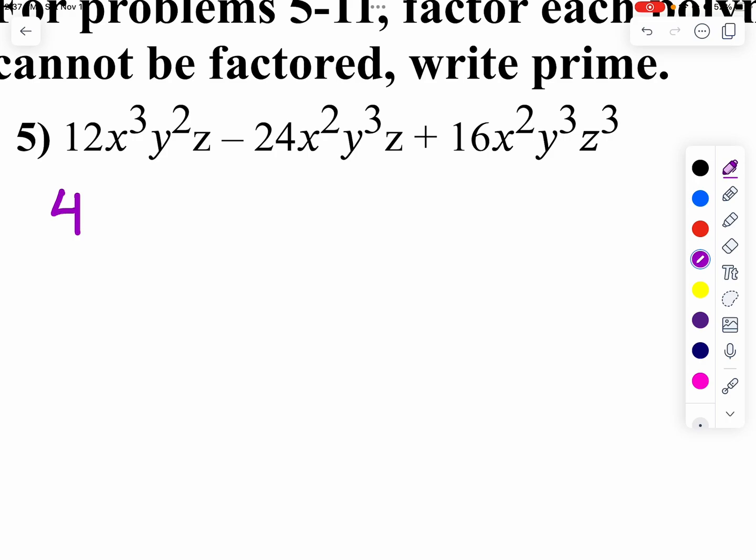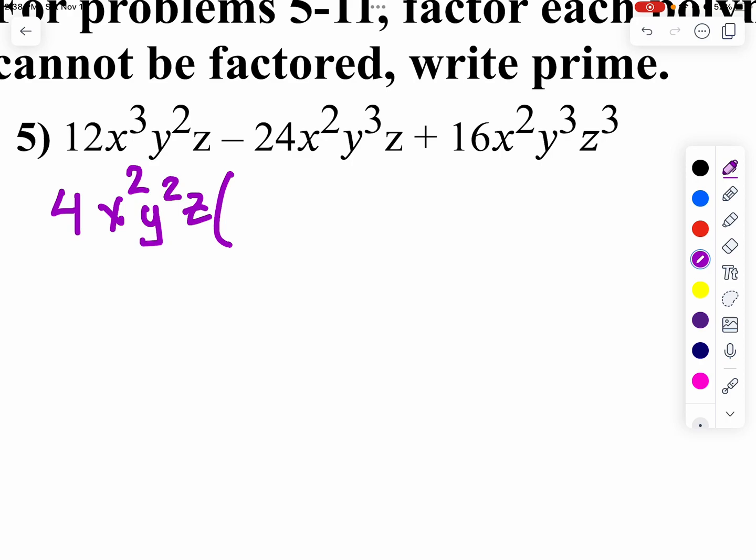Then notice all three terms have an x. I always pick the smallest one, so I'll go x squared. All three terms have a y, and my smallest one is y squared. All three terms have a z, and my smallest one is z, I can see, so I'm going to factor out a z.